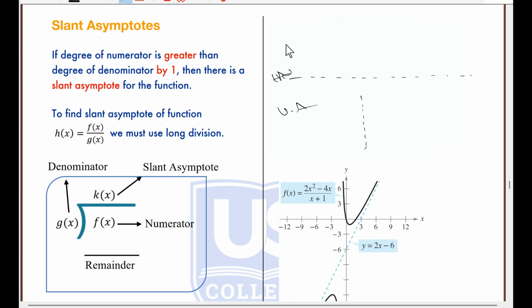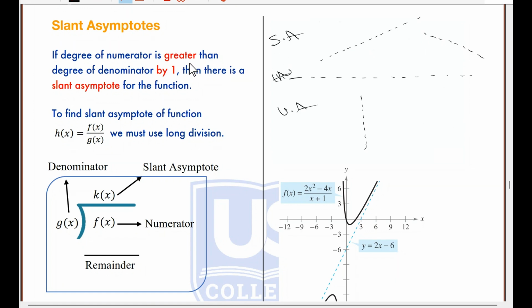Now we are going to be talking about slant asymptote. Slant asymptote is an inclined invisible line. It's not horizontal, not vertical. It's inclined either this way or that way, and the function is approaching it. So how are you going to find a slant asymptote?